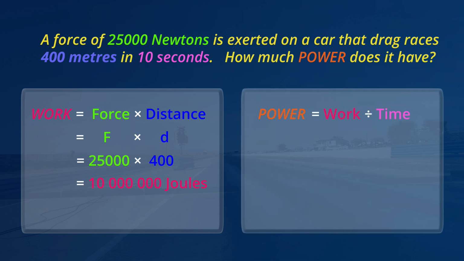Power equals the work done divided by the time taken to do that work. 10 million joules divided by 10 seconds is the power of the car of 1 million watts. We usually change this to kilowatts by dividing by 1,000. The car's power is 1,000 kilowatts.